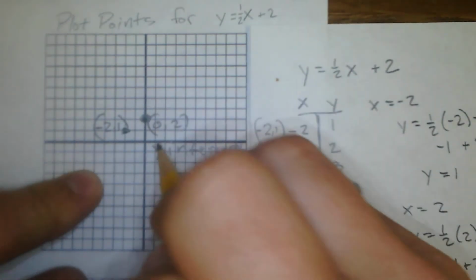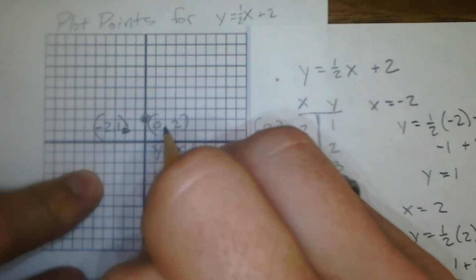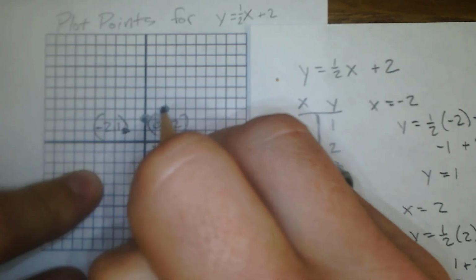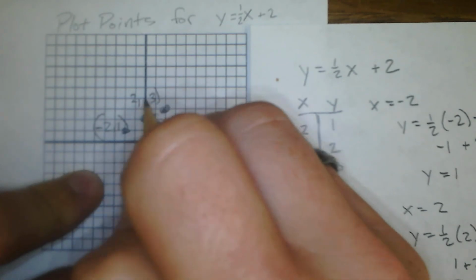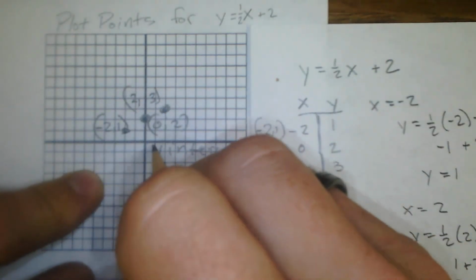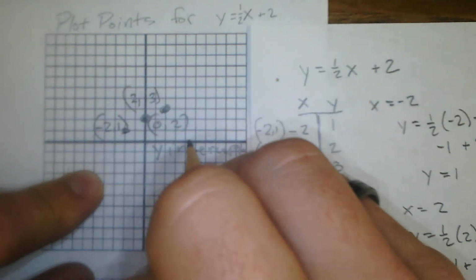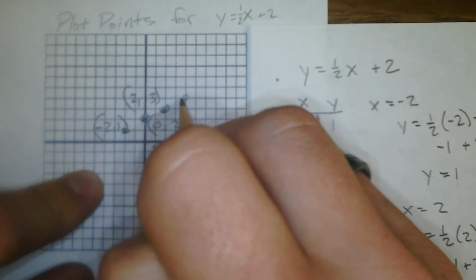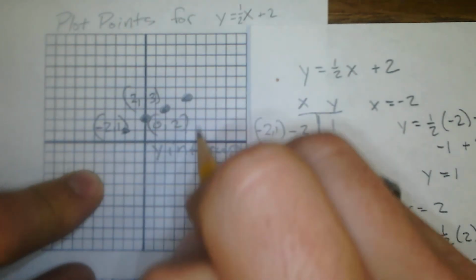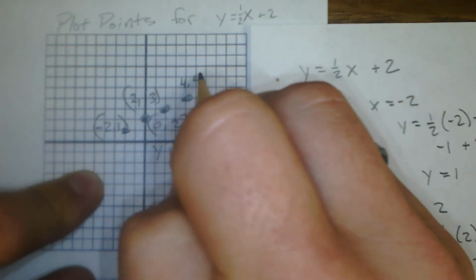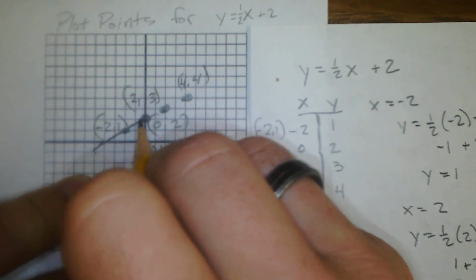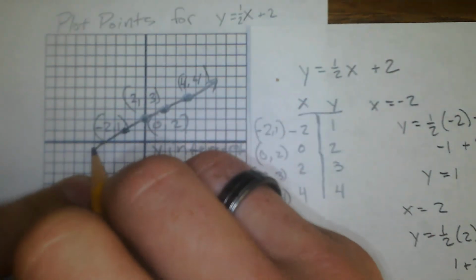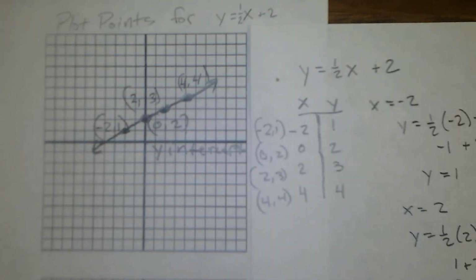My next point is 2, 3, so right 2, up 1, 2, 3. And that's 2, 3. My next point is 4, 4, so right 1, 2, 3, 4, up 1, 2, 3, 4. That's 4, 4. If you want, you can connect all the dots on your line to create a line.